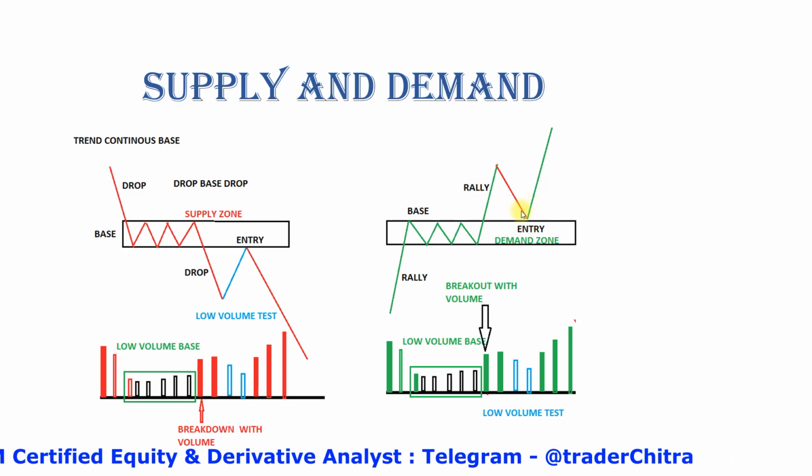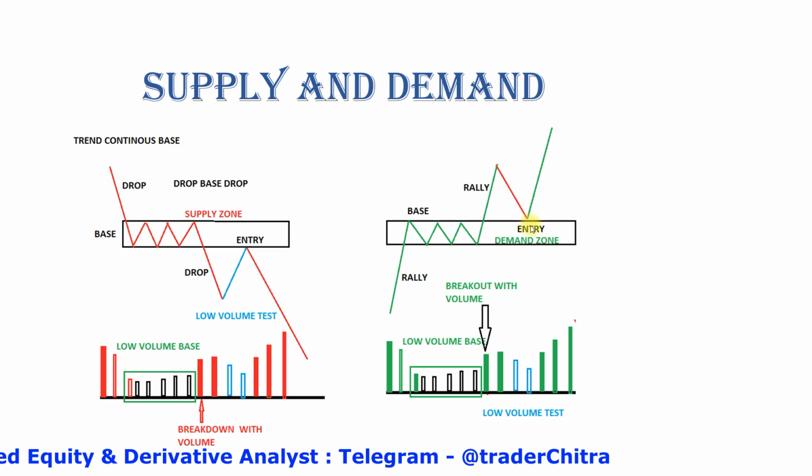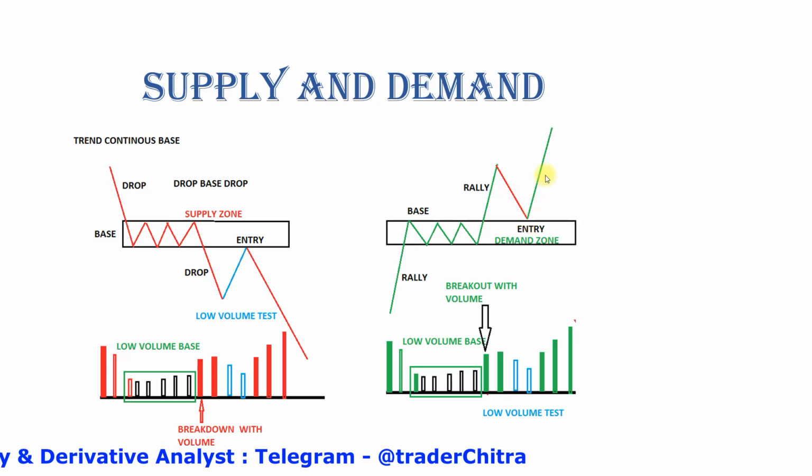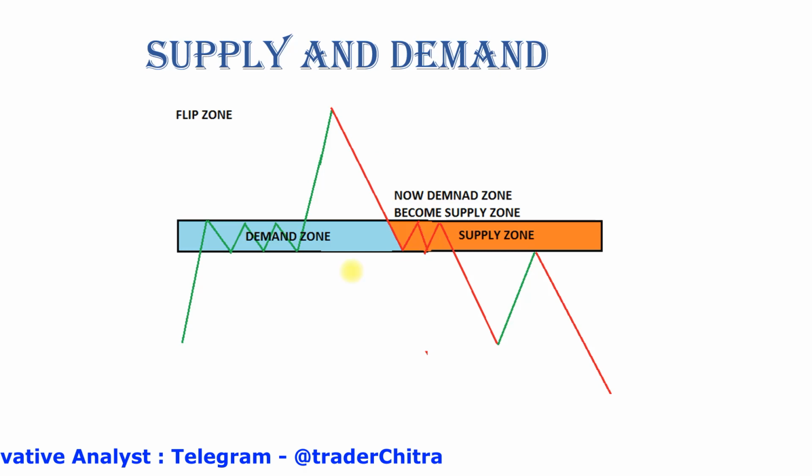So after that what happened? Price retraced, and then we can see there is a rally in the markets. This is the picture of the demand zone turning into a supply zone. How is the demand zone turning into a supply zone? Here we can see that there is a rally in the market and the price is moving up. And once the price touched the demand zone, we can see that there is a consolidation phase.